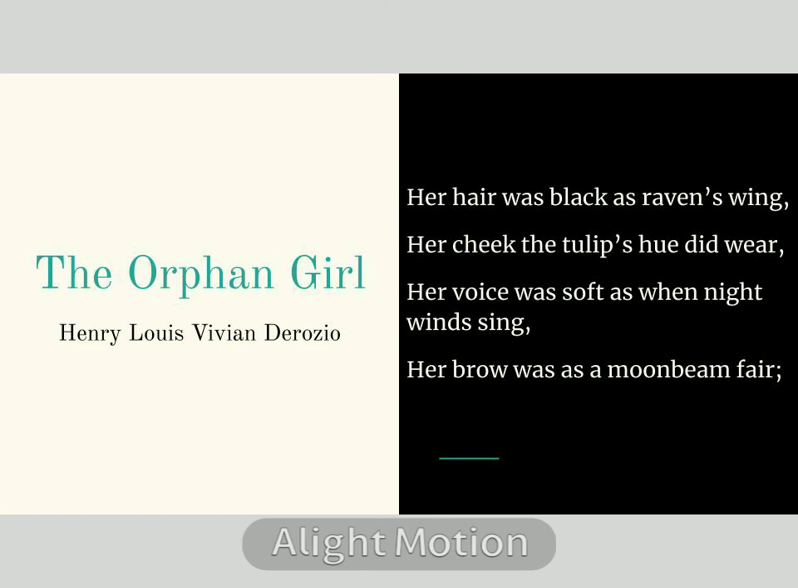So you can notice that Derozio has used multiple instances of simile in these few lines, trying to describe the orphan girl. Her hair has been compared to a raven's wing, the similarity being that both of them are intensely black. Then the softness of her voice is found to be similar to the softness of the gentle breeze flowing through the night. And the poet also finds her brows to be similar to a fair moonbeam.